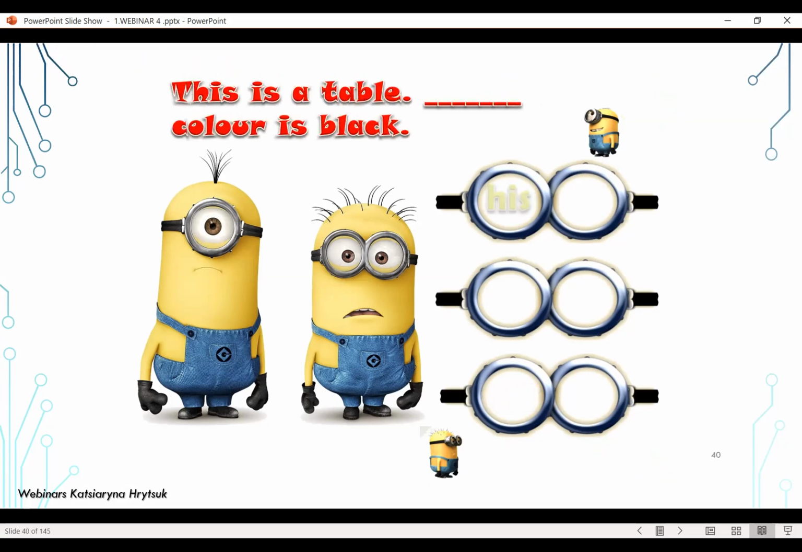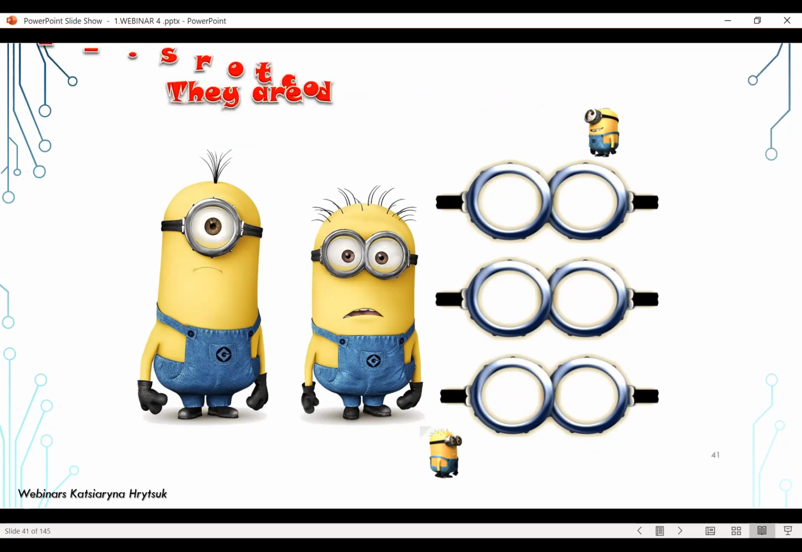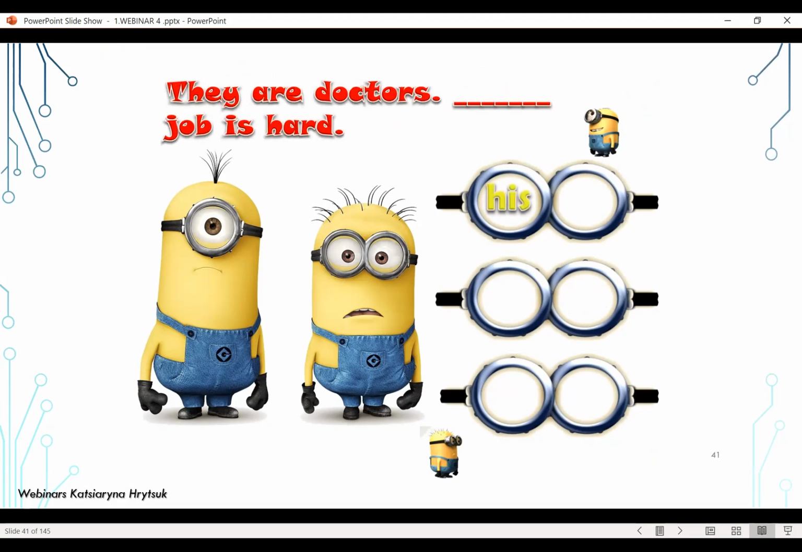Emilia. This is a table. Its color is black. Okay. It's a thing, so it's "its." Next, Sophia. They are doctors. Yes, their job is hard. So they, their.